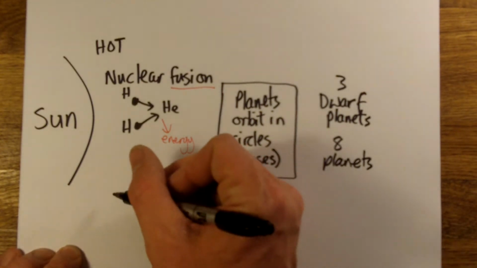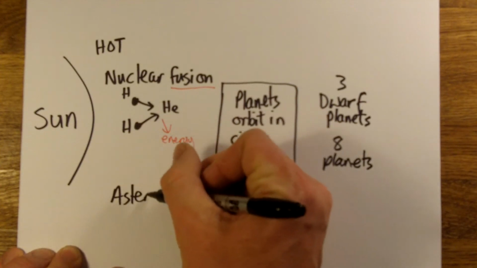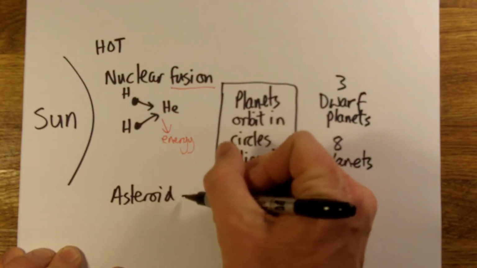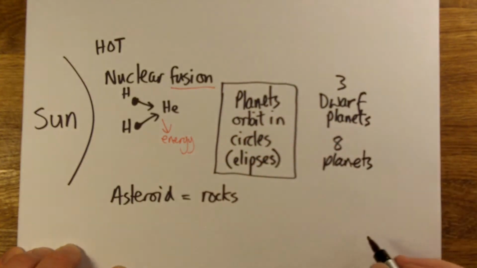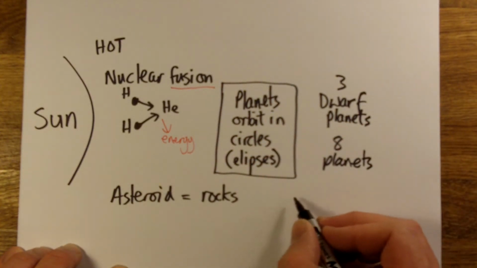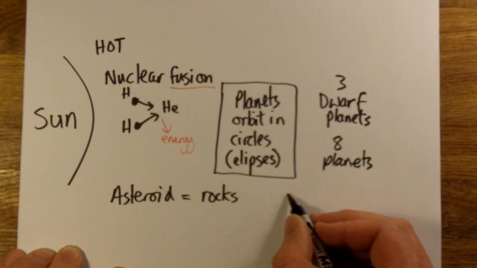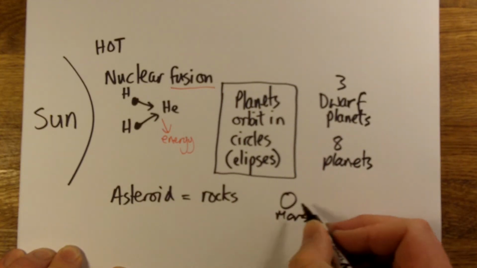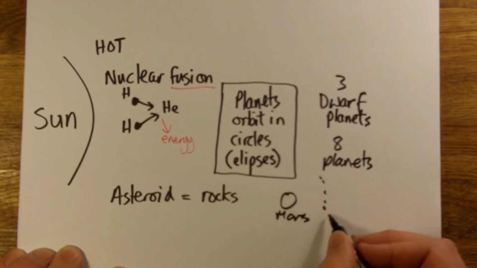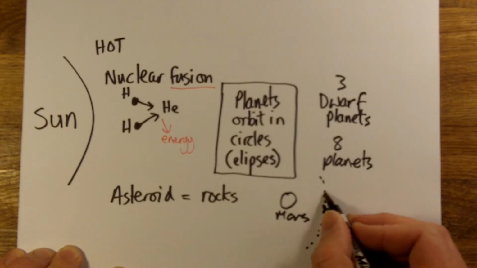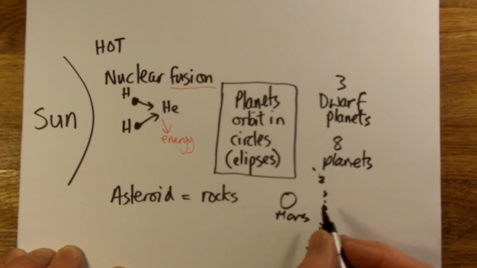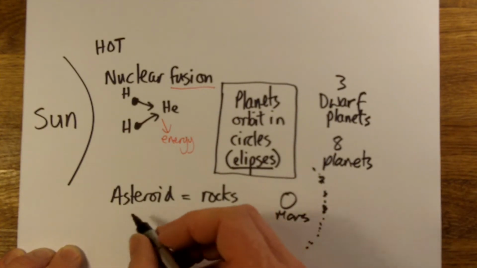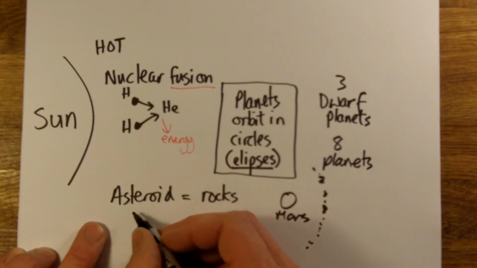Now, an asteroid is a lump of rock, and most of the asteroids live between Mars and Jupiter. So outside the orbit of Mars. So if that's the orbit of Mars, and then outside of Mars we have these rocks, some of them very large, some of them tiny, all orbiting round. And they again orbit roughly in a circle or an ellipse. In addition to asteroids, we have comets.